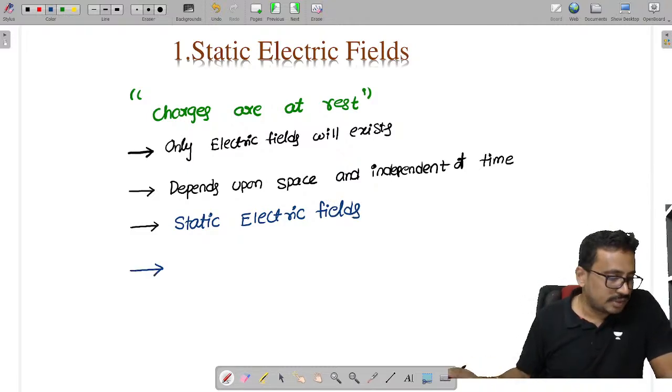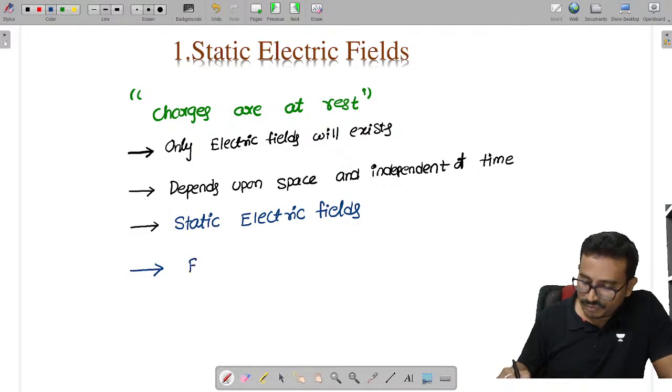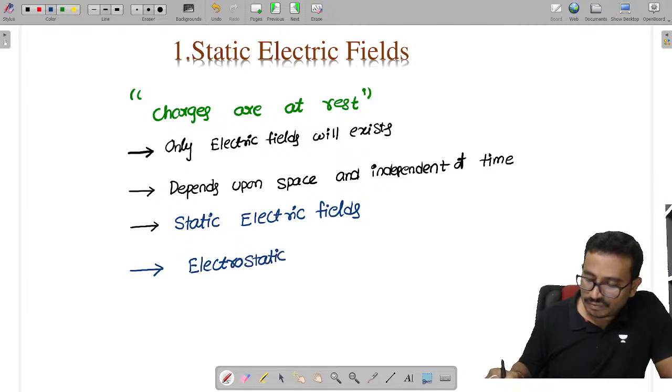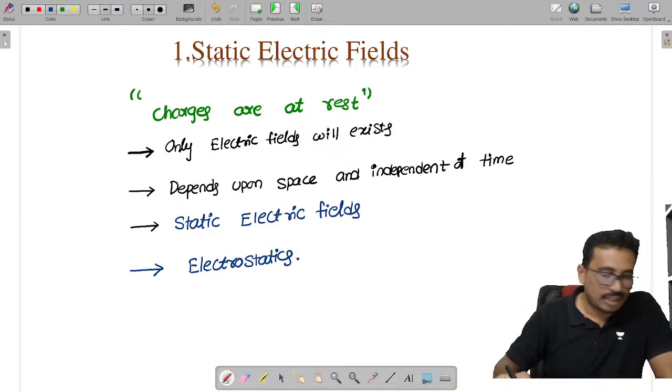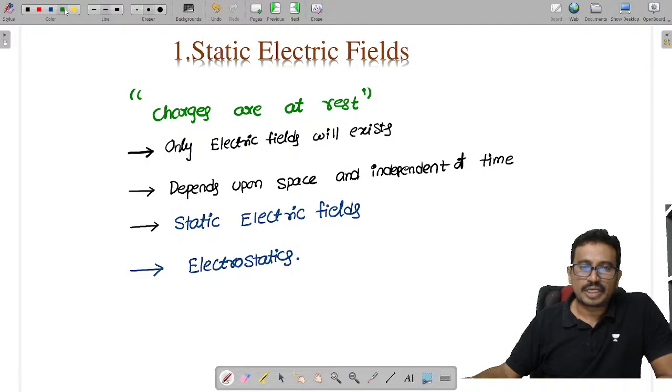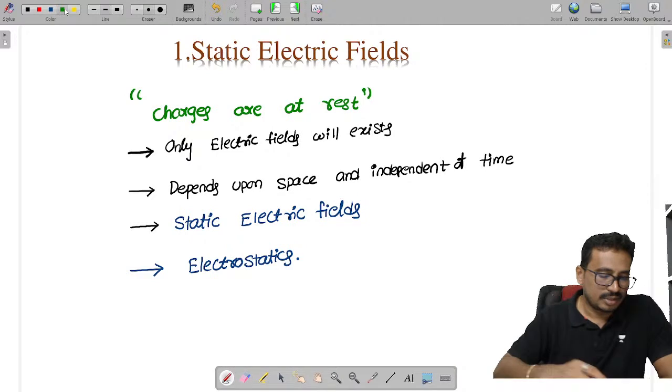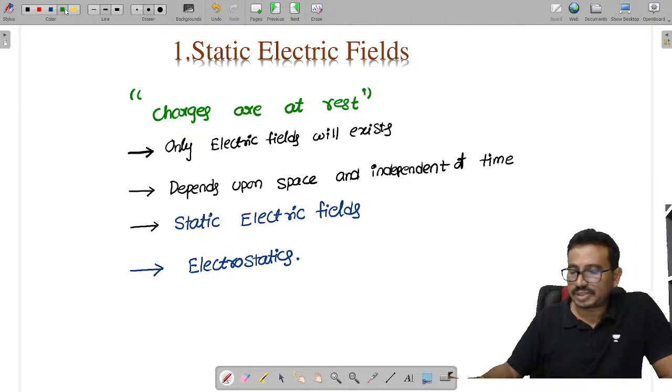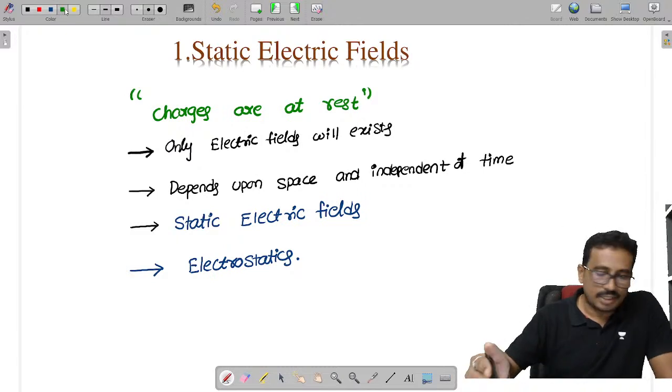And the study of the static electric fields, what do we call this? Electrostatics. Study of the static electric fields is called electrostatics. Are all these points clear to you? This should always be in your mind. You need to have all this information in your mind. Done?